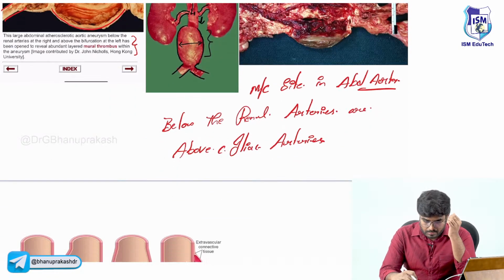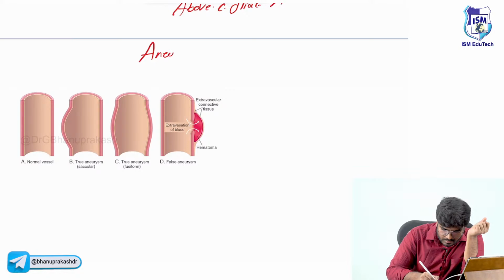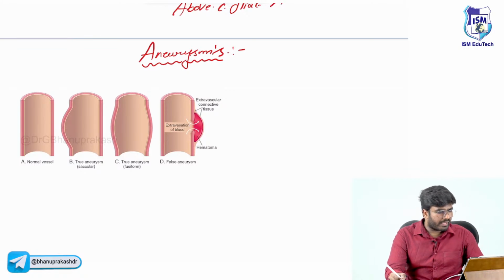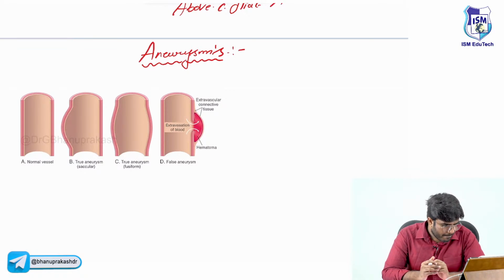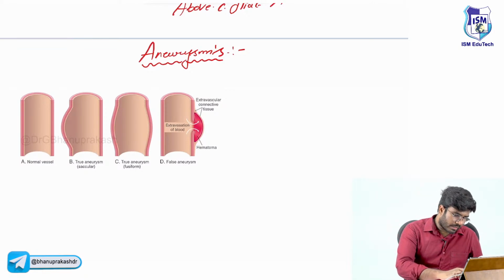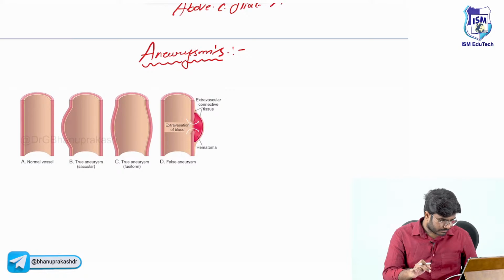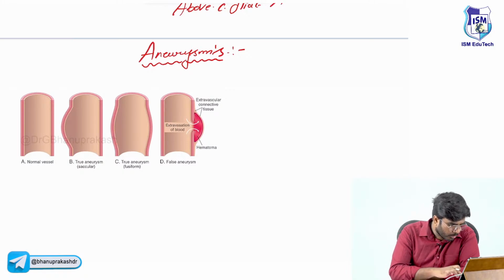Now after this, let's talk about a small, simple topic, which is called aneurysms. So what exactly are these aneurysms? Any idea? Guys, do you have any idea what exactly are the aneurysms? Come on, now we'll start to take your questions. Can you tell me what exactly are the aneurysms?